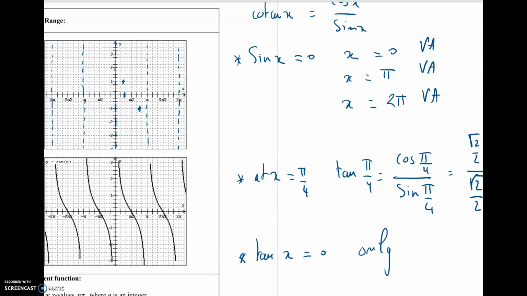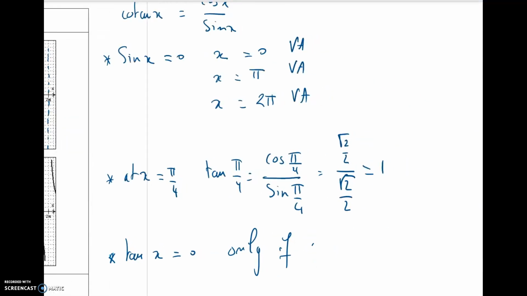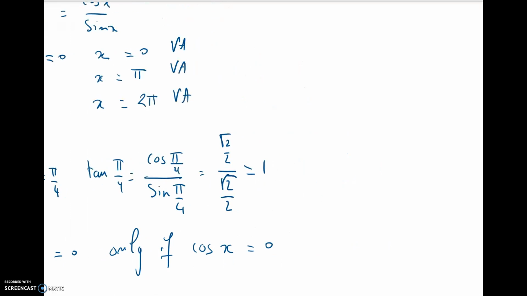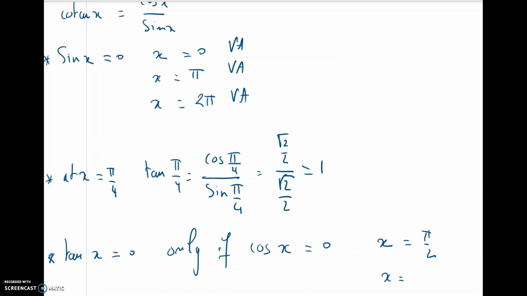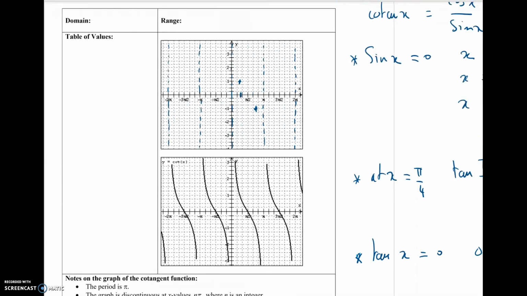Only if the cosinus of the angle, in that case x, is equal to 0. And I know that the cosinus of the angle is equal to 0 only if the angle, in that case x, is equal to pi over 2. So I know pi over 2, but also x equal 3 pi over 2. You have to understand that. So obviously I know that my 0 is at pi over 2, 3 pi over 2, and I can fairly say also at negative pi over 2 or negative 3 pi over 2.